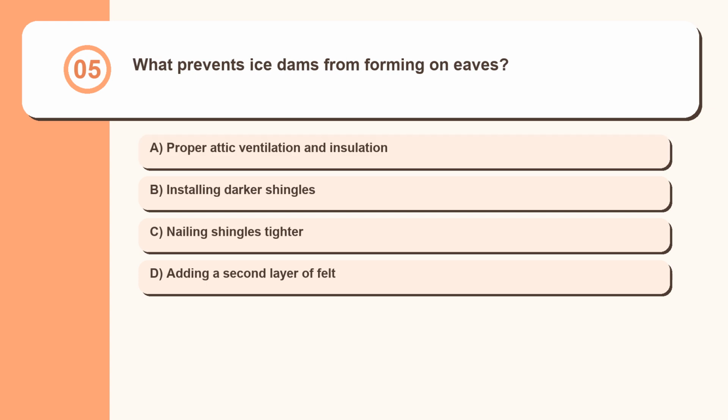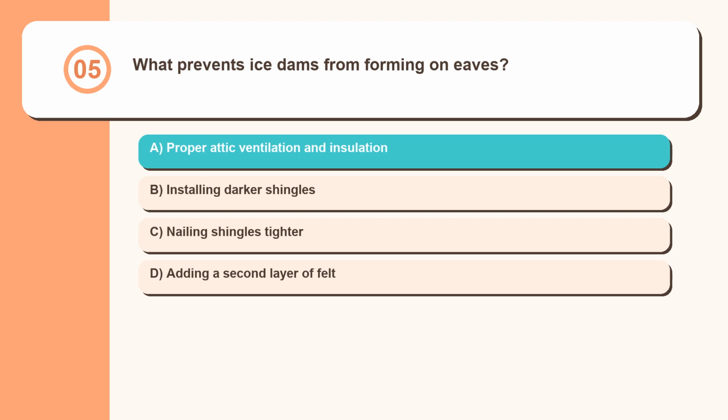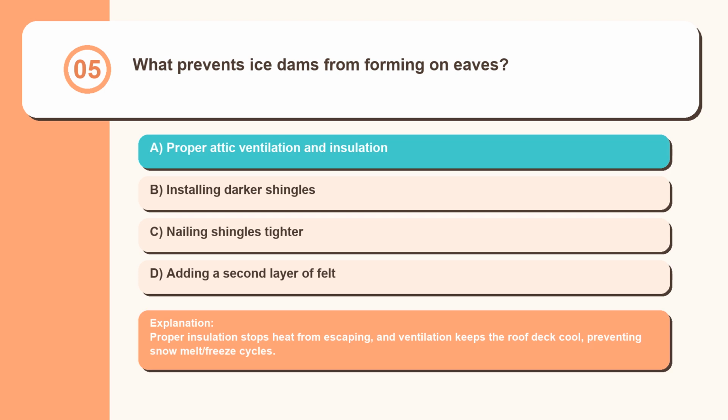Question 5. What prevents ice dams from forming on eaves? Proper attic ventilation and insulation, installing darker shingles, nailing shingles tighter, adding a second layer of felt. Proper insulation stops heat from escaping, and ventilation keeps the roof deck cool, preventing snow melt/freeze cycles.